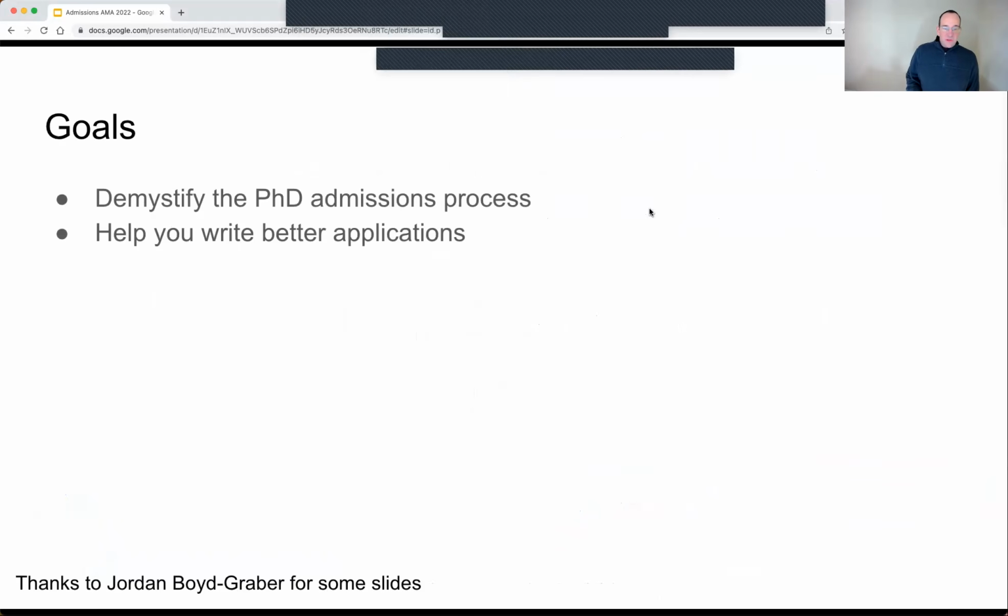As I said, the goal of tonight is twofold. One is to demystify the PhD admissions process so you understand how we make decisions. The other goal is to help you write better applications. It is my view that if you write better applications and present a better picture of yourself, it is good for us because it allows us to make more informed decisions about the admissions process.